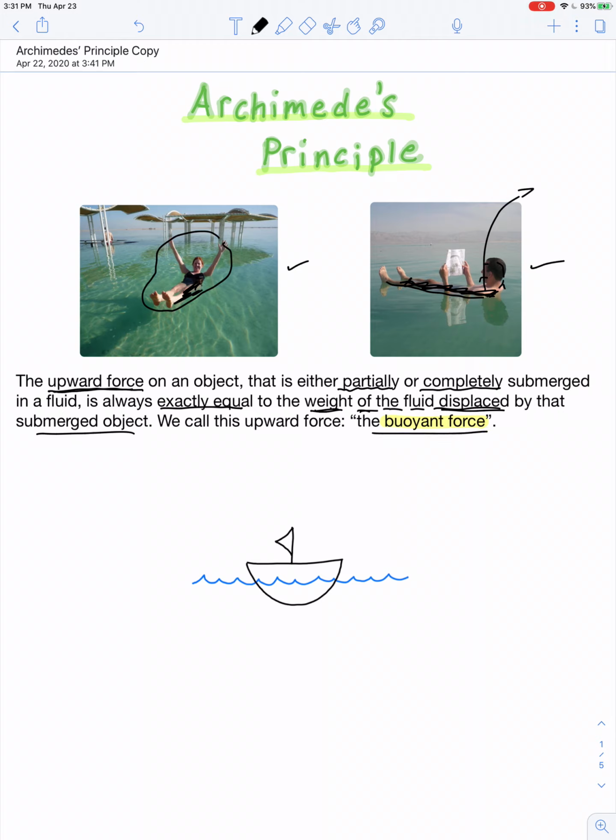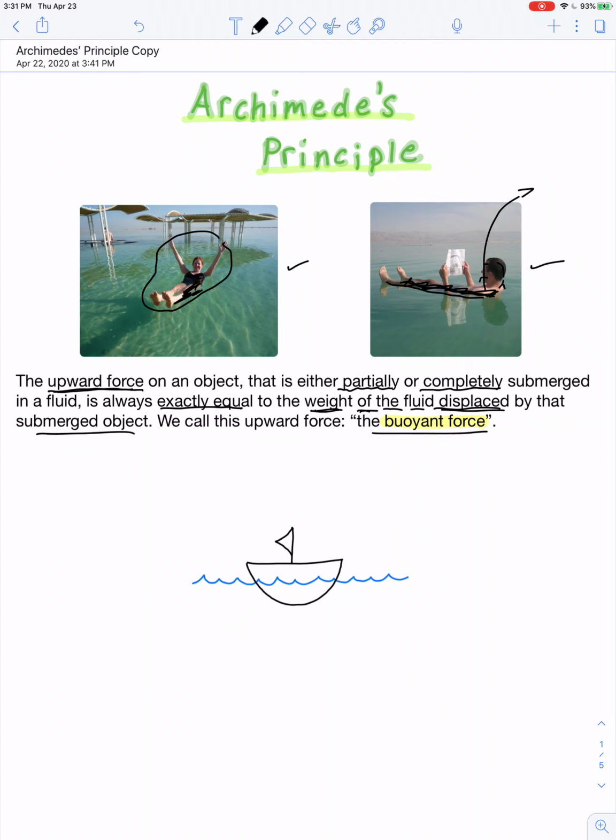True or false? Here we have a picture of a floating boat. True or false? The reason the boat floats is because it weighs less than the buoyant force. In other words, the buoyant force is even greater than the weight of the boat. I hope you said false.